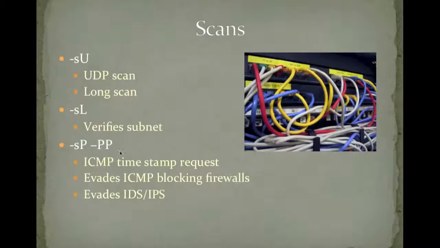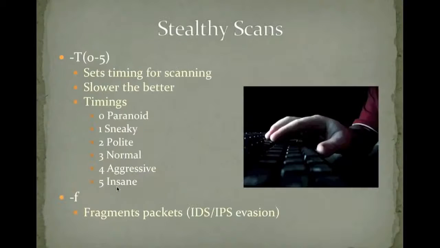-sP -PP sends an ICMP timestamp request. What this does is evade ICMP-blocking firewalls. Usually firewalls just block standard ICMP packets. This is a way to get around it, because -PP sends a timestamp request ICMP packet. There are different types of ICMP packets, but I won't go over them. It also evades IDSs and IPSs.